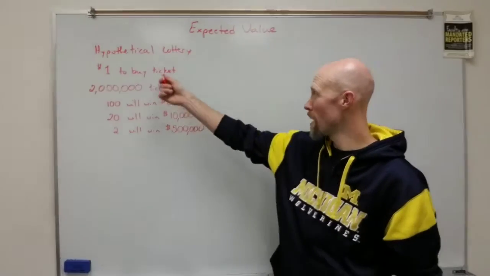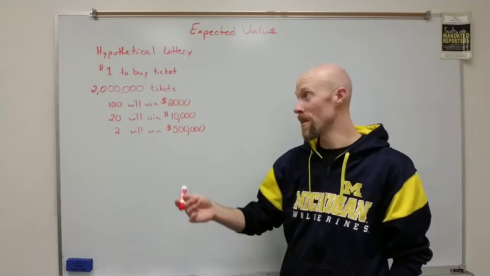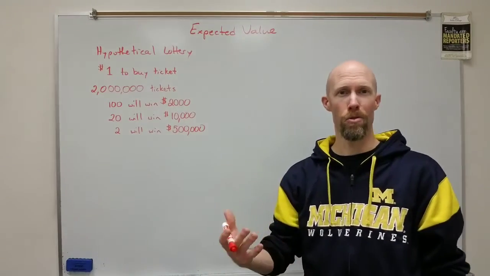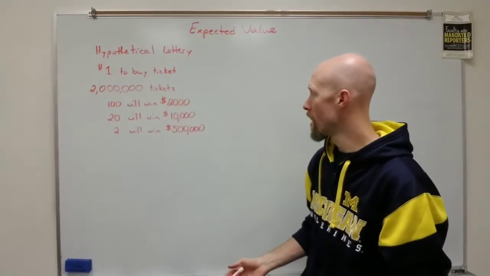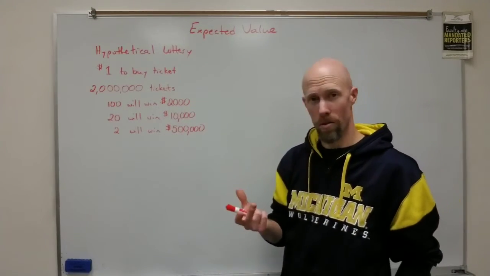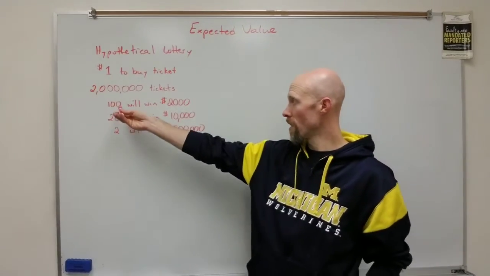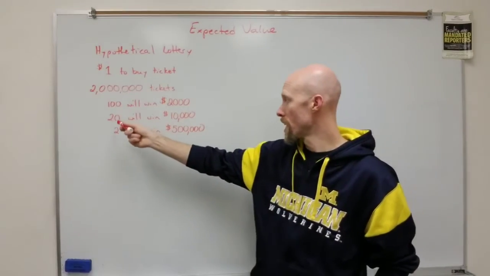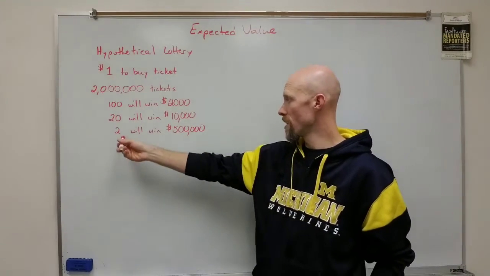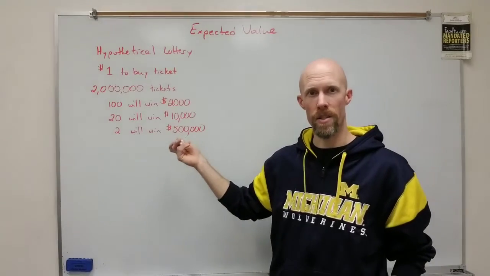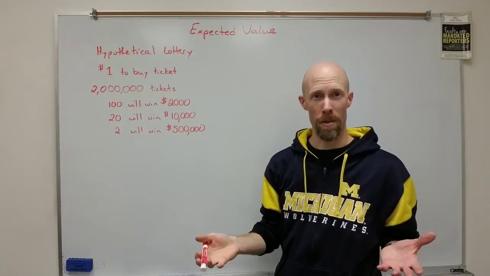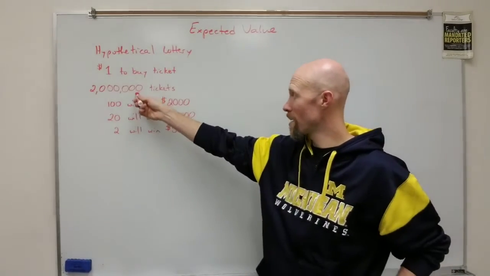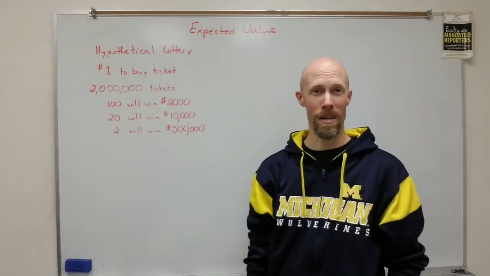Let's say you were to buy tickets for $1 apiece, and there are 2 million tickets available for this particular lottery, or 2 million players. And let's say you look at the back of the card and it says 100 of those tickets are going to win $2,000, 20 of them will win $10,000, and 2 of them will win the jackpot, which is $500,000. Wow, $500,000, I could be a big winner. Okay, well, that's true. Don't forget though, there's a lot of people who are going to be losing $1 basically.